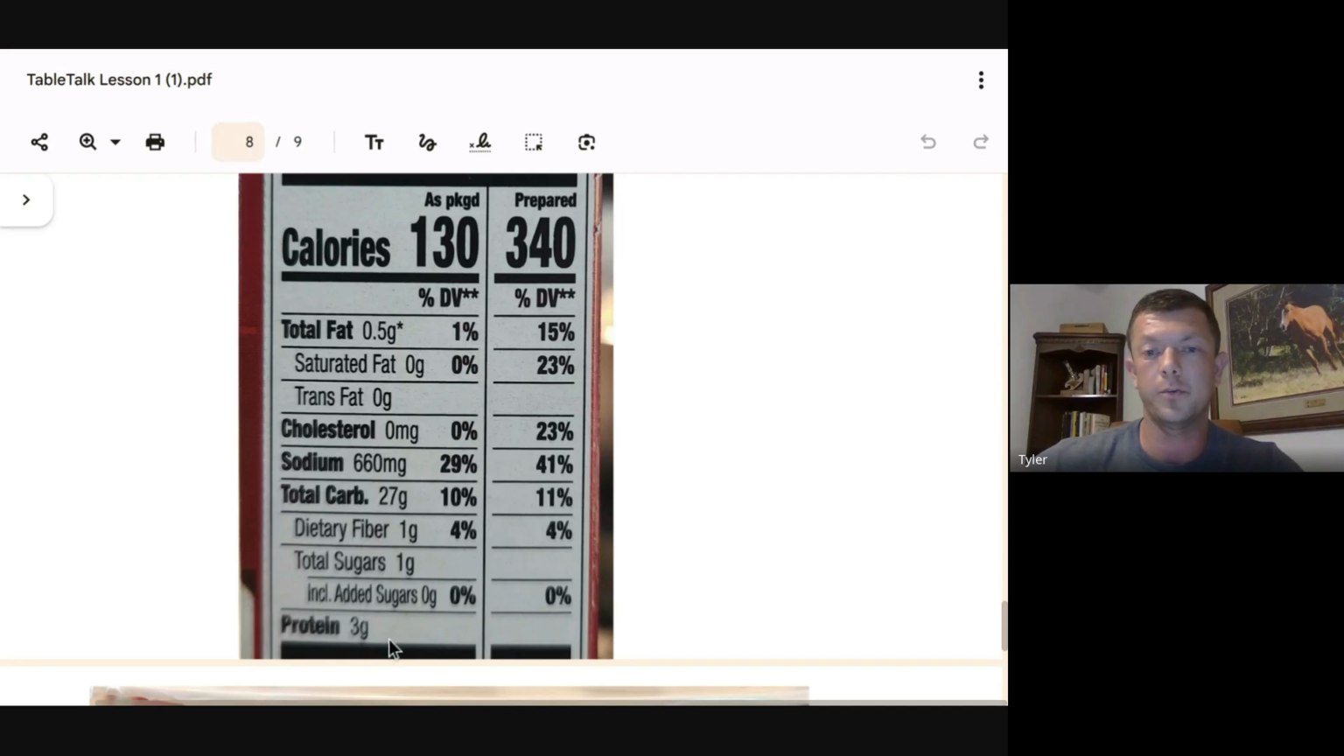So we've got our nutritional values going down. And then as prepared, they have it here, which includes the other things that it calls for on the back of the box, like the ground beef and the milk in particular.